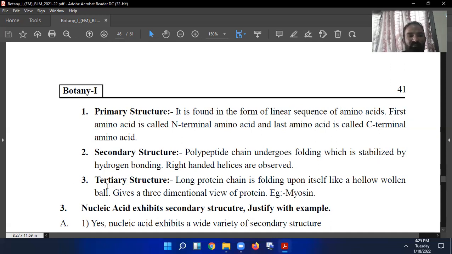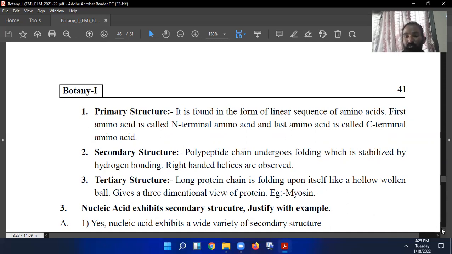Coming to the tertiary structure of the protein, the long protein chain folds upon itself like a hollow woolen ball. Whenever we take a woolen thread and wind it into a ball-like structure, that ball-like structure of the long protein chain is called the tertiary structure of the protein. The tertiary structure gives a three-dimensional view of the proteins. An example is myosin.